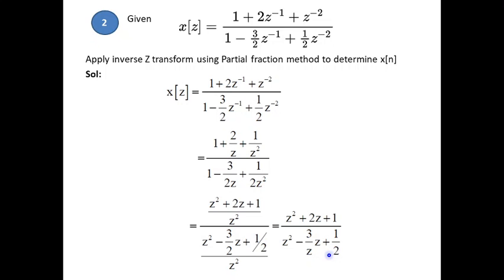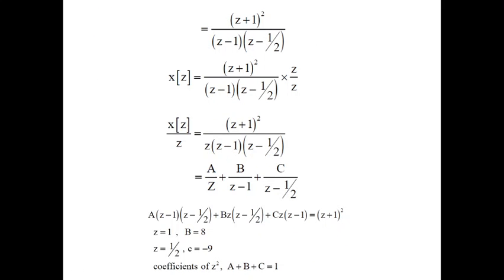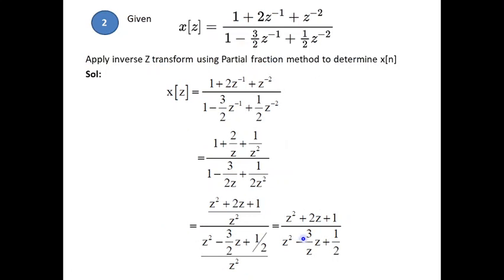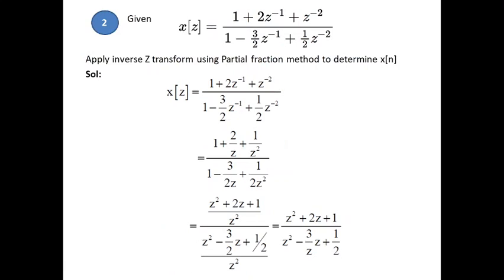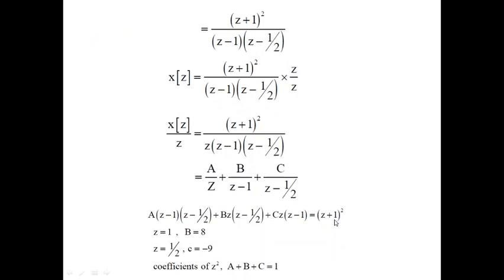1 by 2. However, we need to express the denominator in terms of poles. Hence, the denominator has to be factorized. When we factorize this denominator, the product is 1 by 2 and the sum is minus 3 by 2. So the factorization gives z minus 1 into z minus 1 by 2. Similarly, the numerator z squared plus 2z plus 1 can be written as z plus 1 the whole squared.